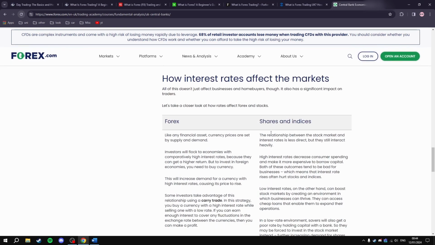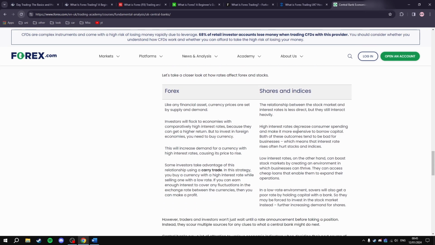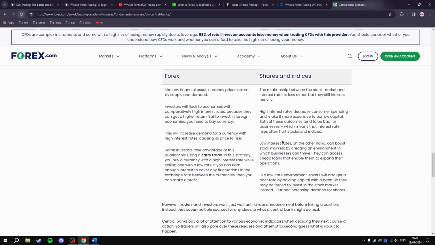Shares and indices. The relationship between the stock market and interest rates is less direct, but they still interact heavily. High interest rates decrease consumer spending and make it more expensive to borrow capital. Both of these outcomes tend to be bad for businesses, which means that an interest rate rise often hurts stocks and indices. Low interest rates, on the other hand, can boost stock markets by creating an environment in which businesses can thrive. They can access cheaper loans that enable them to expand their operations.